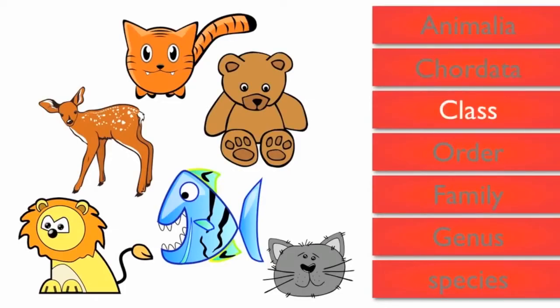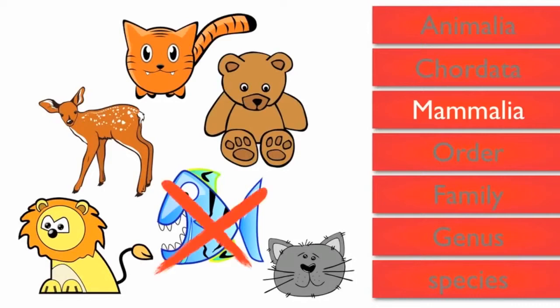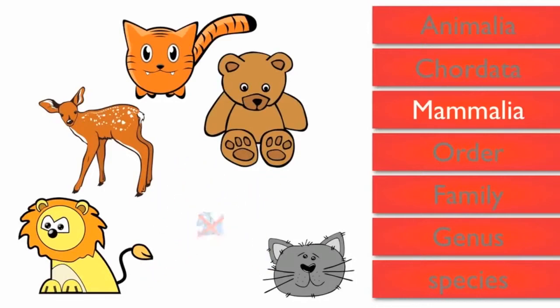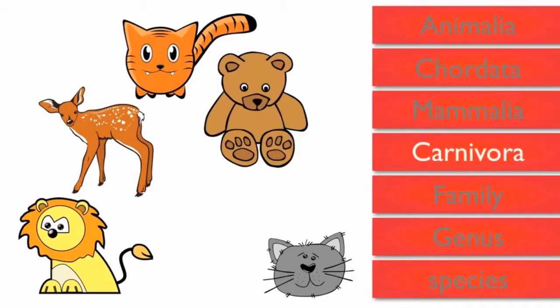Class is the name of the next level of classification. The class that the lion belongs to is called Mammalia. Scientists use Greek or Latin words for the levels because they are understood everywhere. Mammalia means mammal, or animals with hair or fur. The fish is removed from our group because it's not a mammal. Order is the name of the next level, and the order a lion belongs to is called Carnivora, which means meat eating. The deer is not a member of this order, and he is removed.